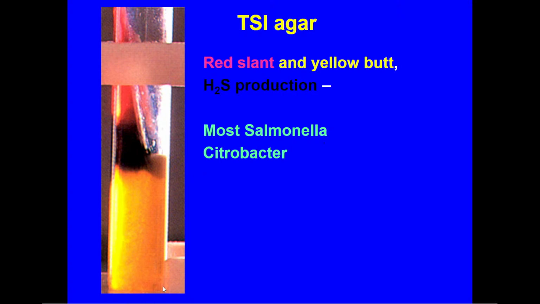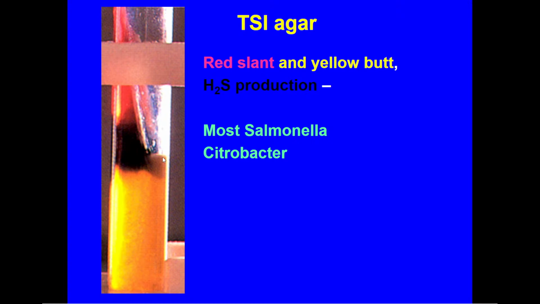So the butt is yellow. It means glucose is fermented. We don't see here acid with gas, no. With gas, we don't really see the gas bubbles. Then, the slant is still red. It means lactose is not fermented.